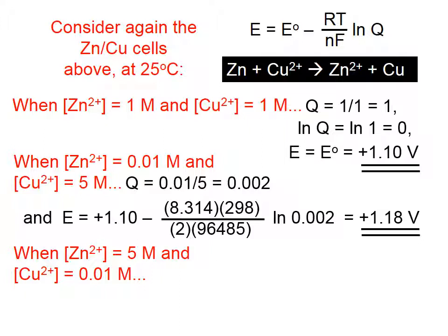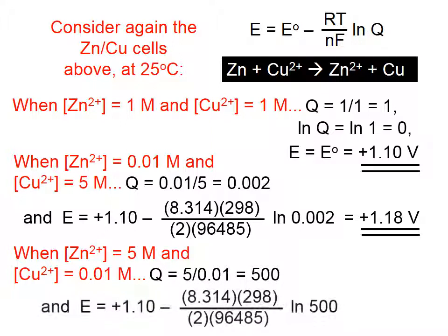On the other hand, if the zinc ion concentration is very high, look at the equation in the upper right. If the zinc ion concentration is 5 molar and the copper 2 ion concentration is only 0.01 molar, there's a very weak push to the right. In other words, we expect a cell potential that is less than 1.10 volts. Q in this case is products over reactants, so Q is equal to 500.